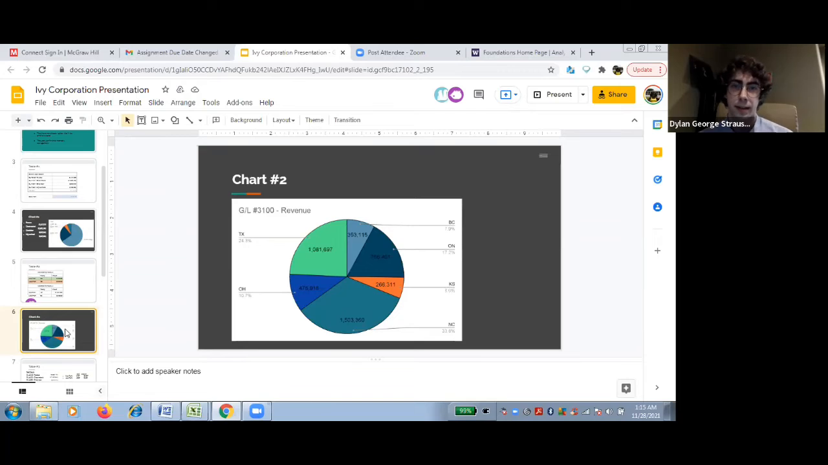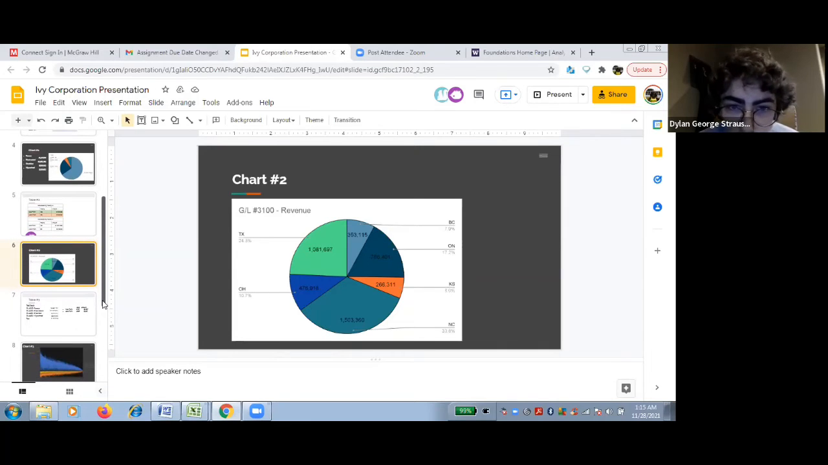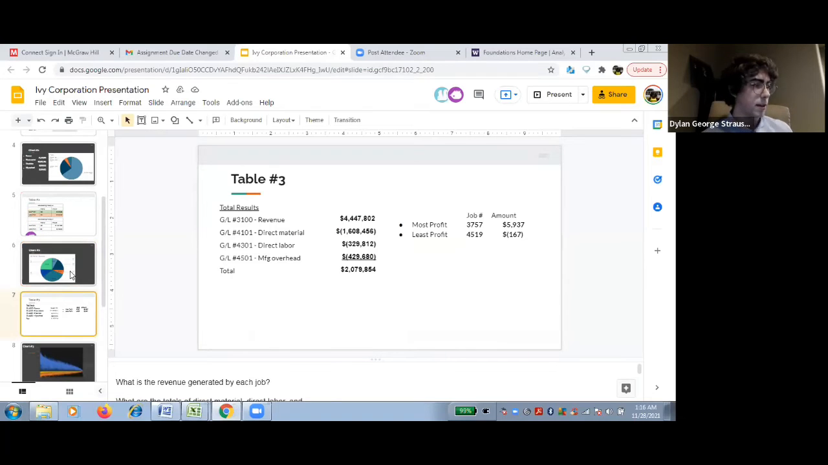And this chart shows the revenue based on each facility, with the Texas facility making $1,081,687, the Ohio facility making $478,918, the North Carolina facility being the biggest, making $1,503,360, the Kansas facility being the smallest, making $266,311, and the AC facility making $353,115.